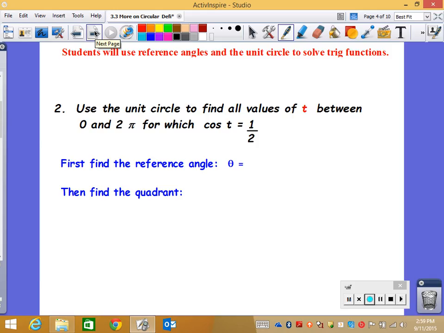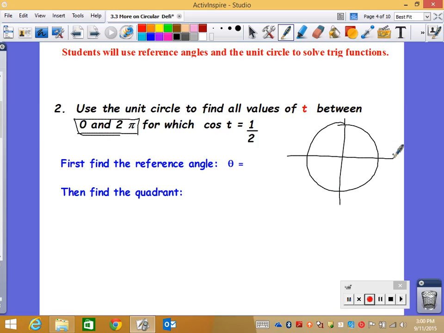So number 2 here: use the unit circle to find all values of t between 0 and 2 pi for which cosine t is a half. First thing to notice is our bounds are in radians, so that means our final answer has to be in radians. Next, I'm going to draw out my unit circle. Always a good place to start.